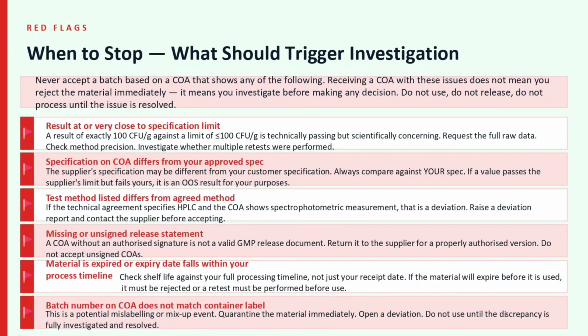Now, the most important part of this lecture: the red flags. The situations that must stop you from accepting a batch and trigger an investigation. Red flag number 1. A result that is at or very close to the specification limit. A total aerobic count result of exactly 100 colony-forming units per gram against a limit of less than or equal to 100 is technically passing. But it should concern you.